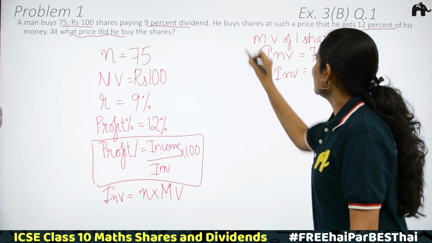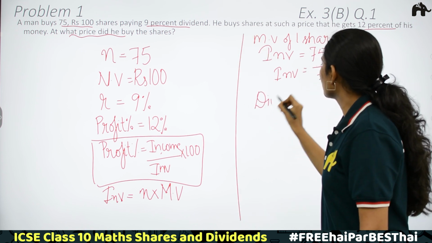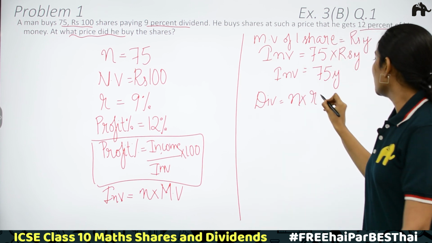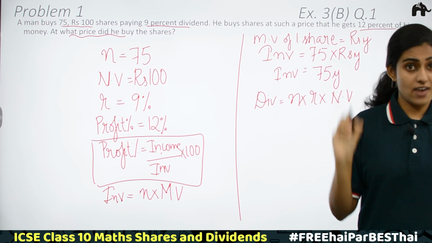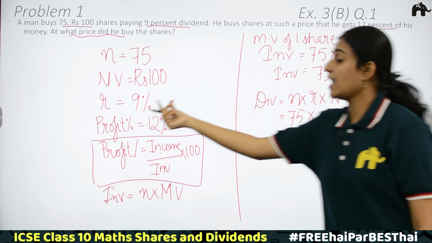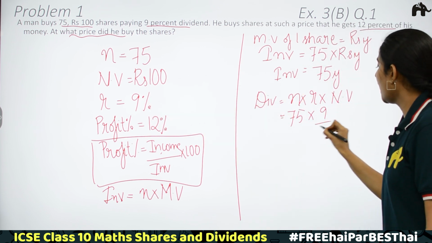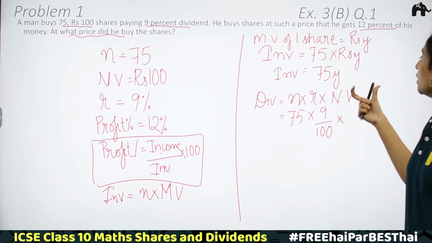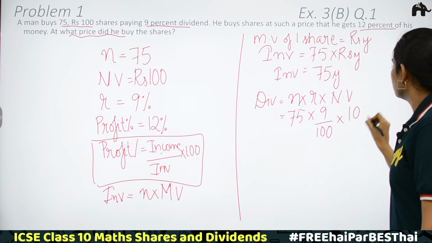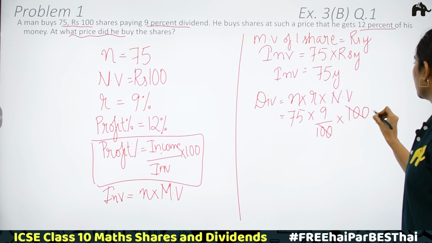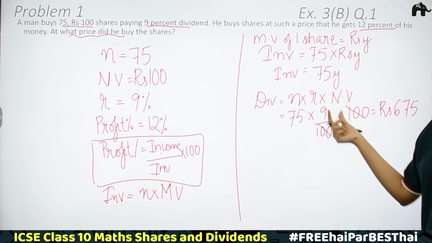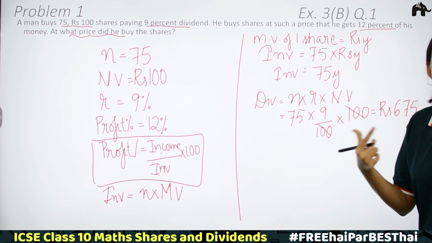So the dividend is equal to number of shares into rate of dividend into nominal value of one share. That is 75 into 9%, which means 9 divided by 100, into nominal value of one share. Here it is rupees 100 into 100. Cancelling this, you will be getting dividend as rupees 675. 75 into 9. We got the dividend, which is our income.